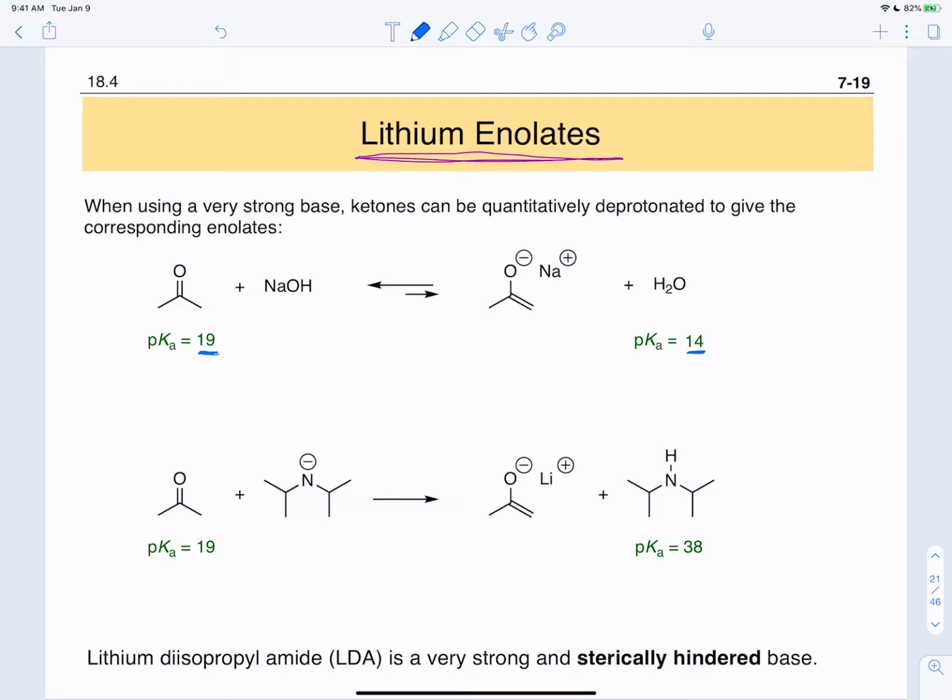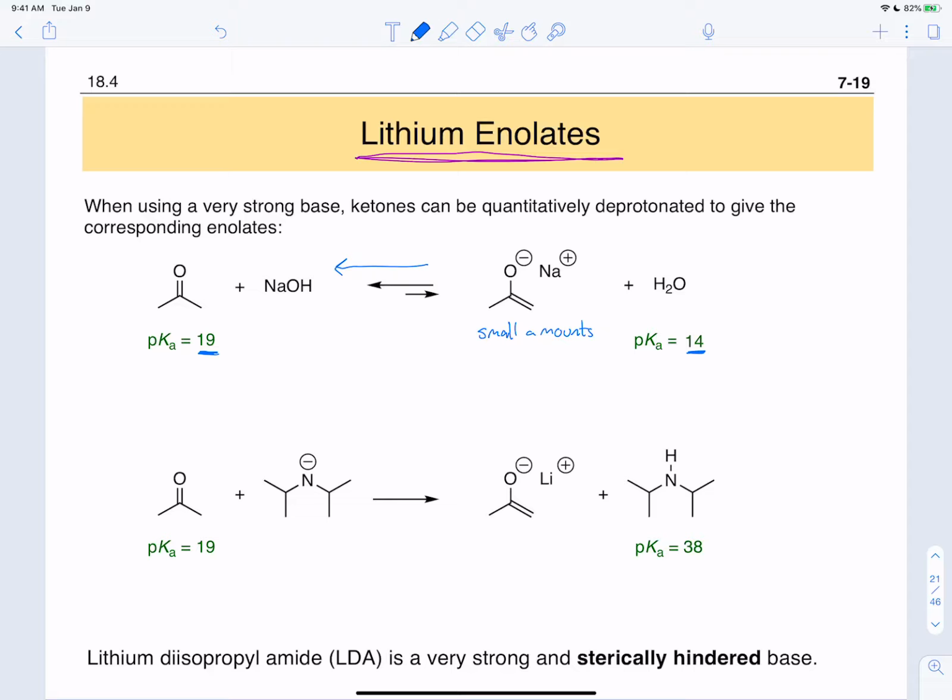That means that this equilibrium definitely prefers to be on the side of the carbonyl compound. We're only making small amounts of this enolate at any given time. The concentration of the enolate is very small, but that highly reactive enolate is able to do productive reactions along the way. So now we're looking at what are called lithium enolates. These are going to be quite a bit different.